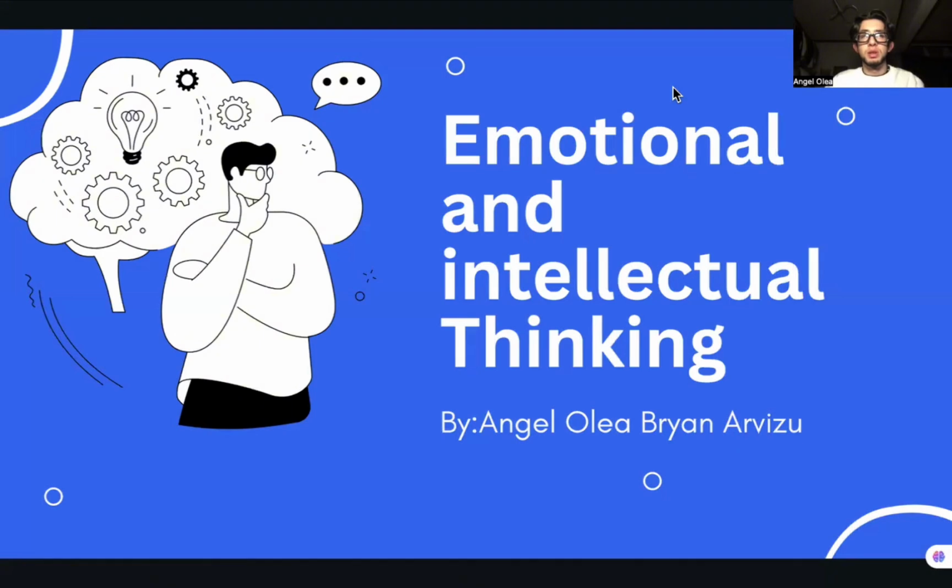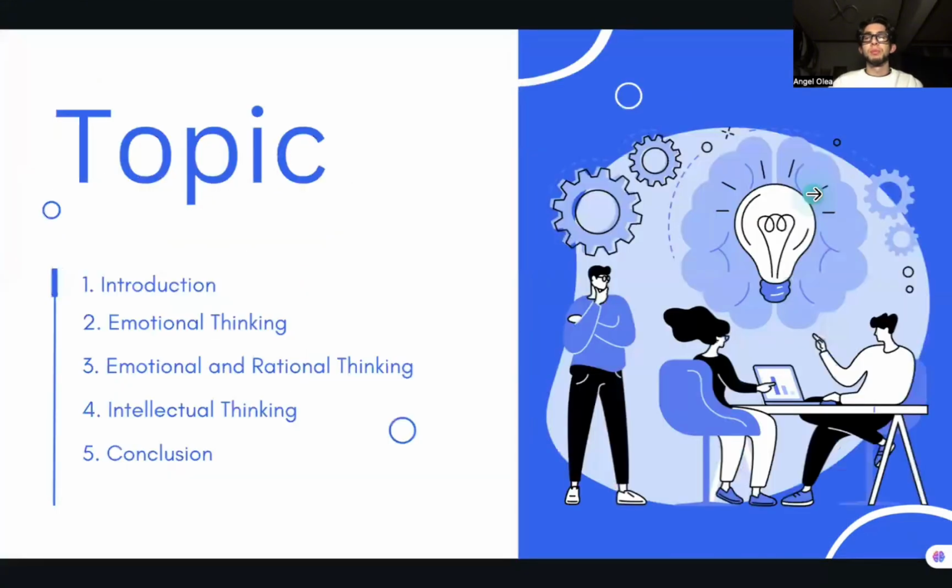Today we're going to present and talk through the meanings of emotional, rational, and intellectual thinking, adding some examples and comparing them for a better understanding. These are the main topics we'll cover, and without further ado, let's begin.